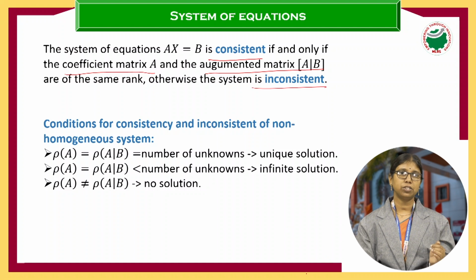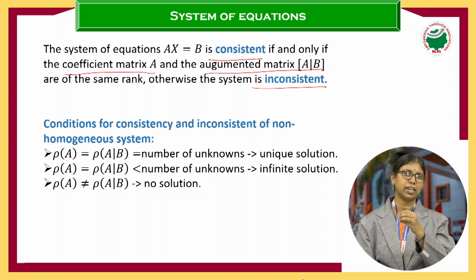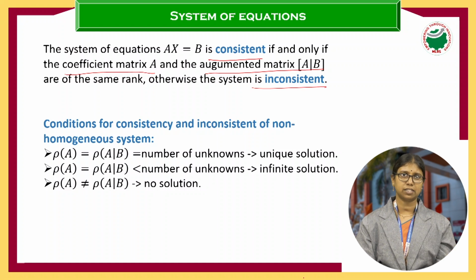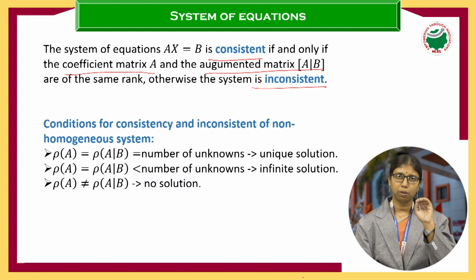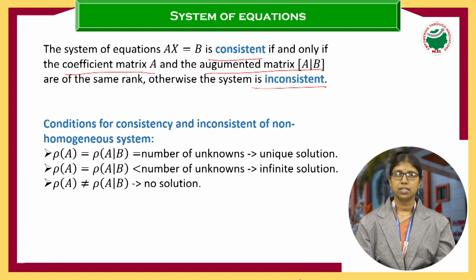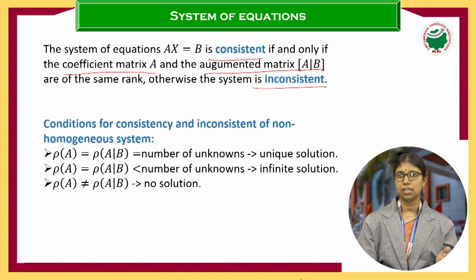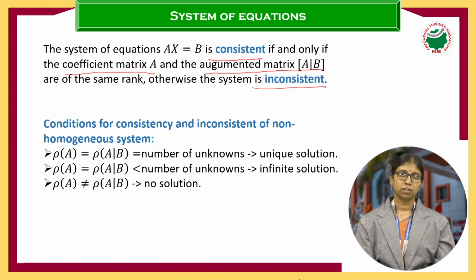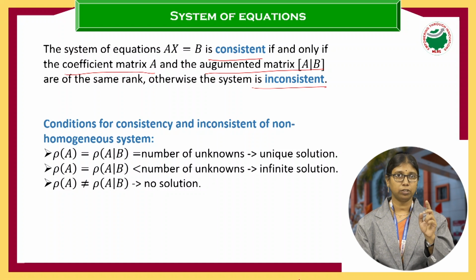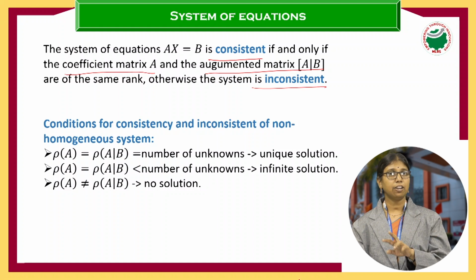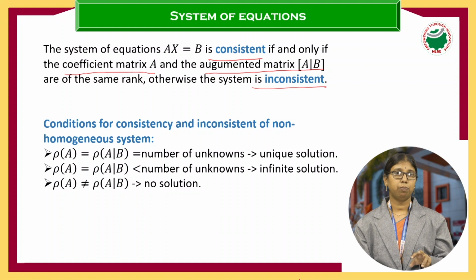So for non-homogeneous, you will get consistency and inconsistency. In case of homogeneous, the system is always consistent. There is no B value, so we won't get that problem in the homogeneous case. But mostly we will get the problem with the non-homogeneous case. In non-homogeneous, sometimes the system is inconsistent. Inconsistent means it doesn't have a solution. So when the rank of A given B and rank of A are not equal, the system is inconsistent. If both are equal, then the system is consistent.